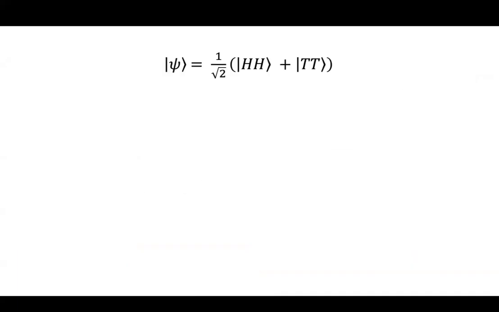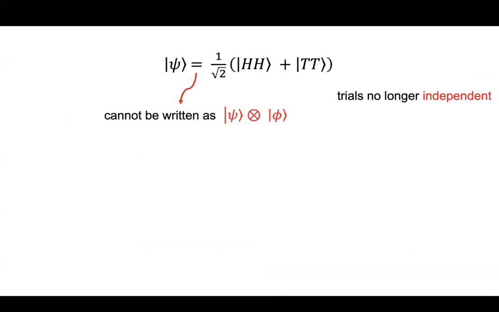An example of an entangled state is this: a linear combination of obtaining two heads and two tails. The trials in this case are no longer independent. Therefore, the probability distribution of the outcomes is no longer binomial.